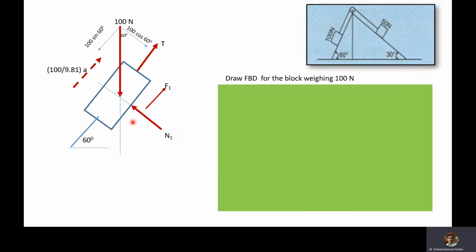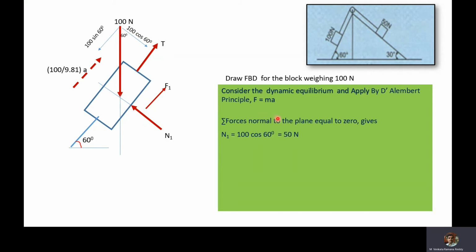Consider dynamic equilibrium of the block of weight 100 newtons and apply D'Alembert's principle, that is, F is equal to ma. Here the summation of the forces normal to the incline is equal to 0, then N1 is equal to 100 cos 60 degrees, that is, N1 becomes 50 newtons. Then we know that F is equal to mu into N1. Mu is given as 1 by 3.